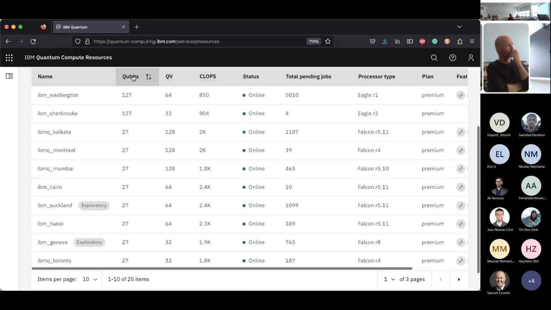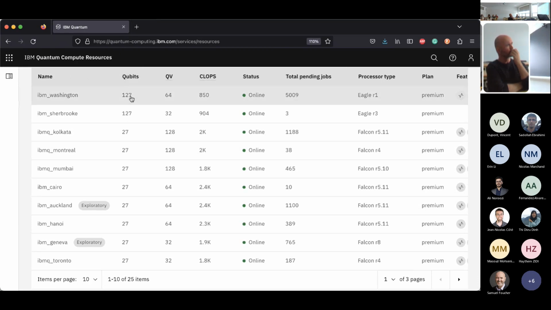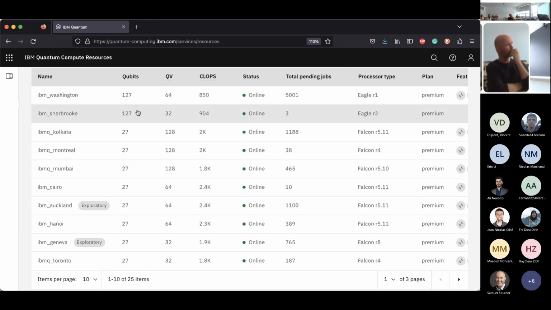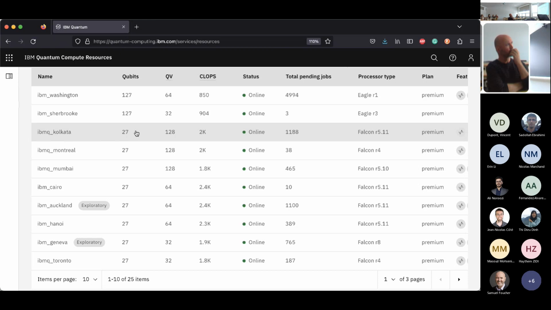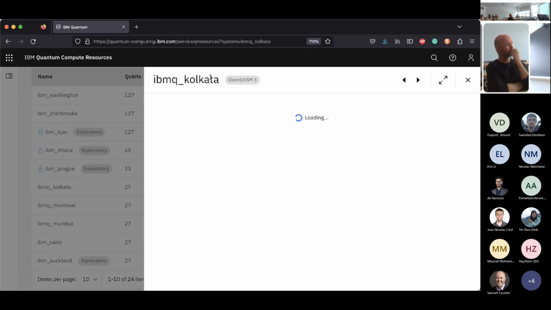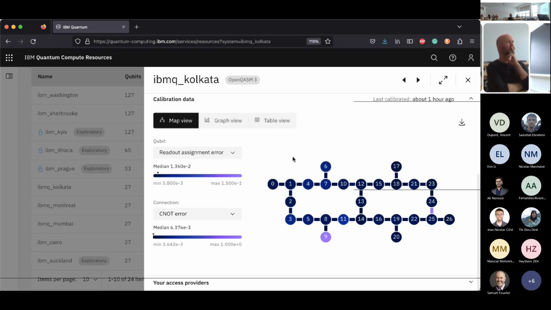Here I have a list. The first column is the name. The second column is the number of qubits that you have access to. These ones are big machines, 127 qubits. I'm going to show you this one, IBM Kolkata, which has 27 qubits. I've been using this one for some experiments. And let's hope I can see the architecture of the chip, because this is telling you where the physical qubits are located and how they are connected. The connections give you restrictions on what kind of gates you can apply.